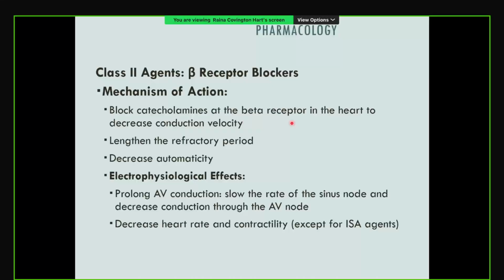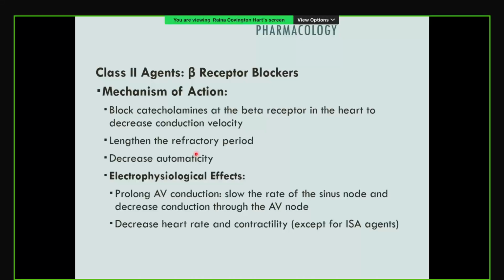Essentially what they're trying to do is block those catecholamines, right, from stimulating that heart, and it's going to slow down the conduction. All right, so beta blockers are slowing down the rate. Looking at decreasing the automaticity that they have, lengthening the refractory period. So therefore, if I lengthen that refractory period, I can't, not necessarily can't, this is a soft can't, have another impulse go through to have another beat. So it kind of slows the heart rate down.